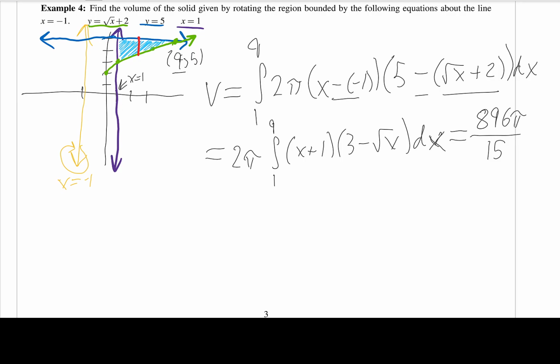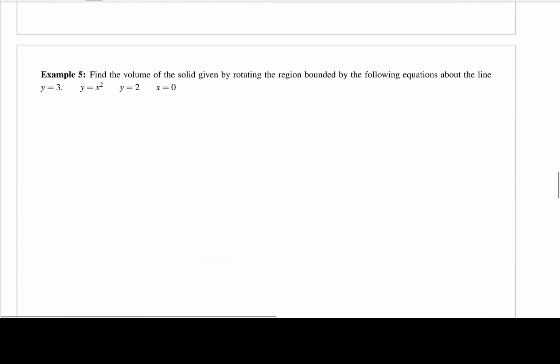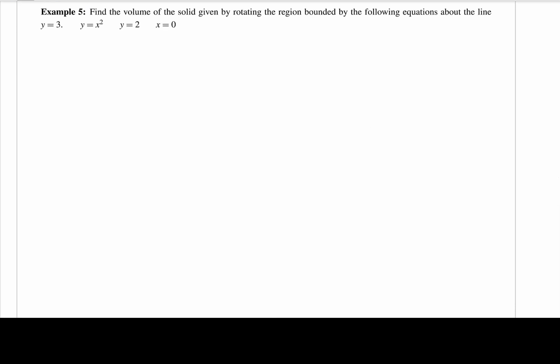Now let's go ahead and take a look at example 5. So example 5 will give us some good practice on, okay, how do we do this when we don't have a vertical axis of rotation? How do we do this when we have a horizontal axis of rotation? Okay, so we have our xy plane. We're going to have y equals x squared. Alright, so y equals x squared. Oh yeah, I'm making that one green, this one blue, and this one purple.